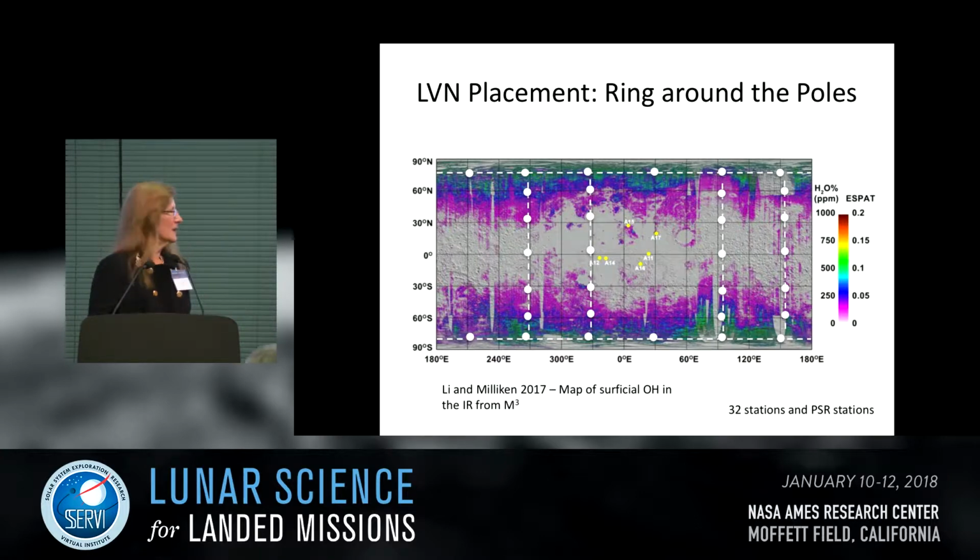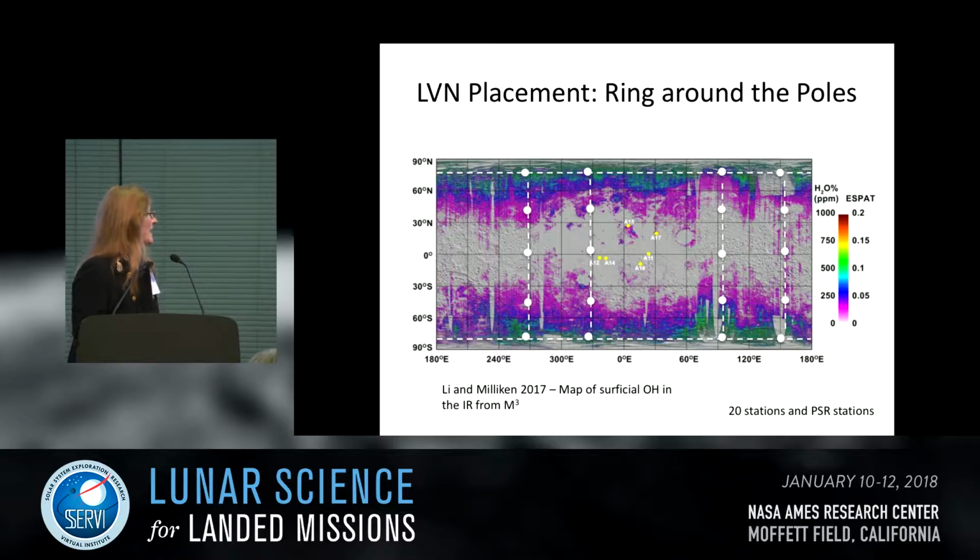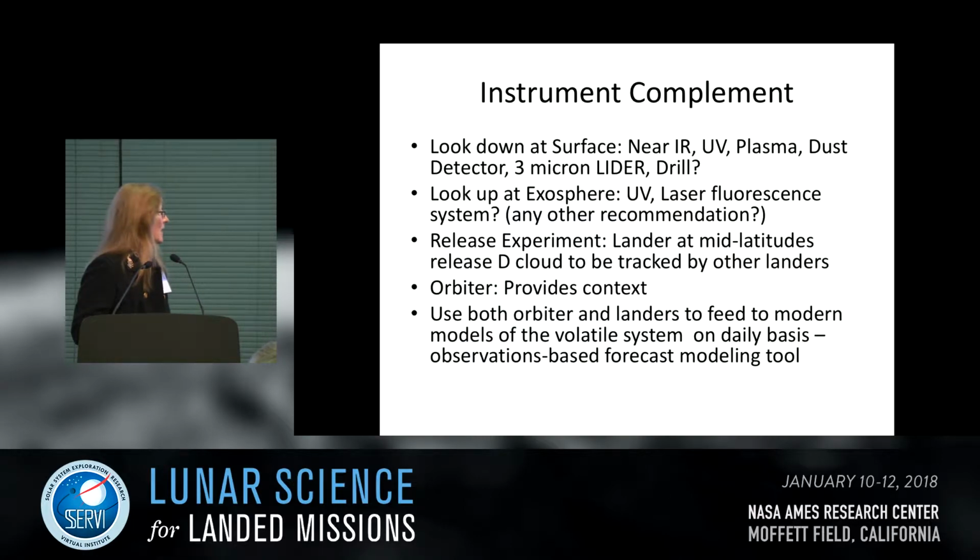Well, of course, 32 stations is a lot, but you could put as many stations as you can afford and try to figure out what the cycles are, and try to draw out the migration of volatiles.